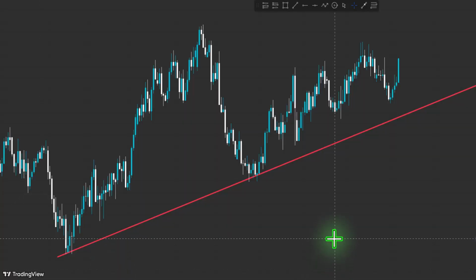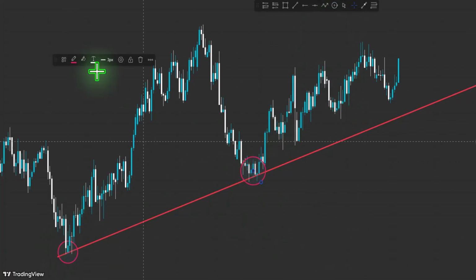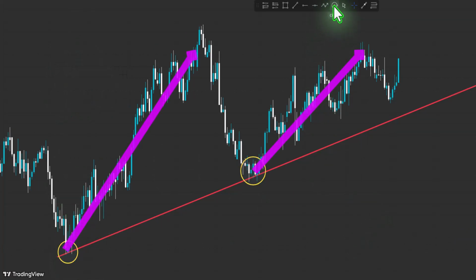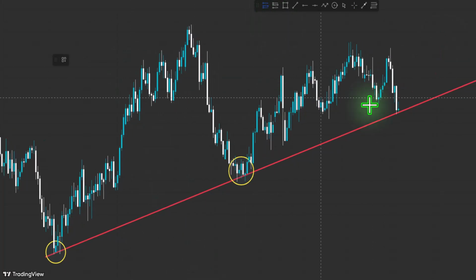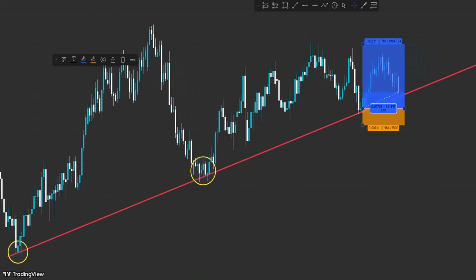Here's a perfect example. Take a look at this chart. We've drawn a trend line by connecting the swing lows. Now notice something interesting. Every time the price touches the trend line, it bounces off. This tells us that if price comes back to the trend line in the future, there's a high probability it could bounce again. So what's the trade setup here? Simple. If price retraces back to the trend line, we could look for a buy opportunity to catch the next move up.